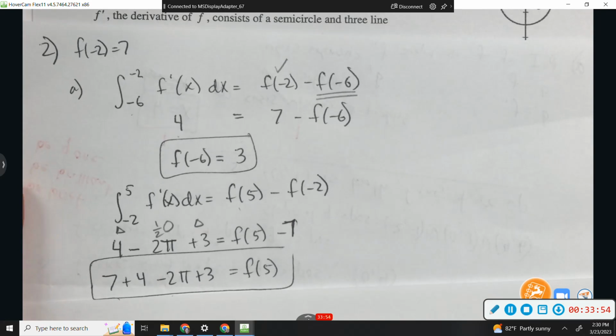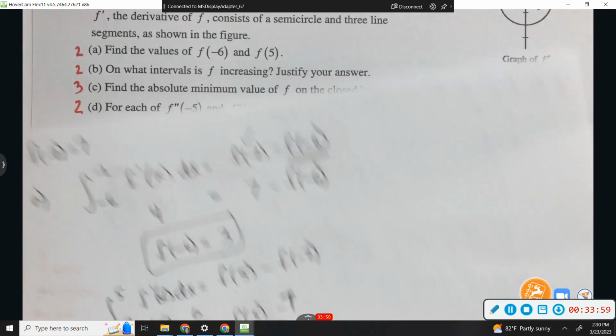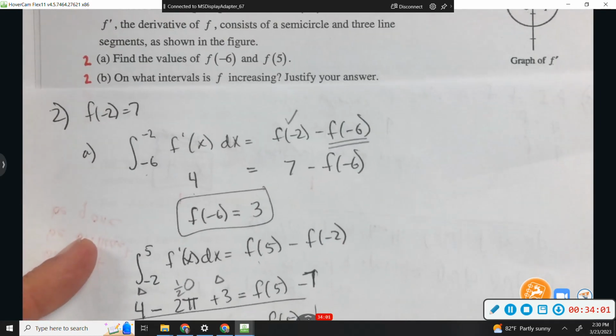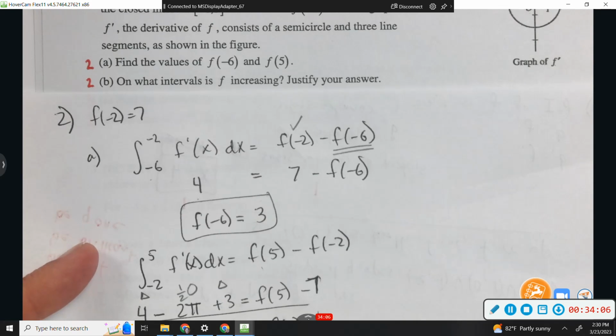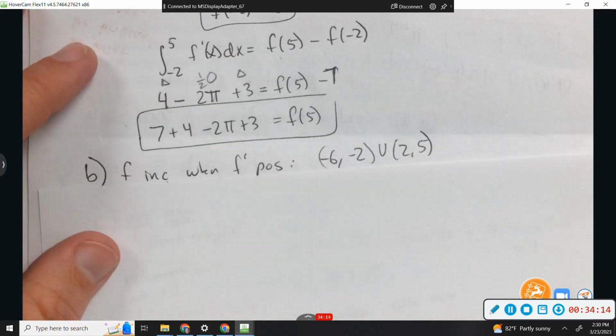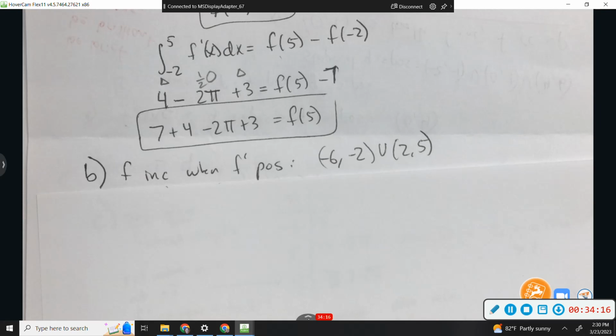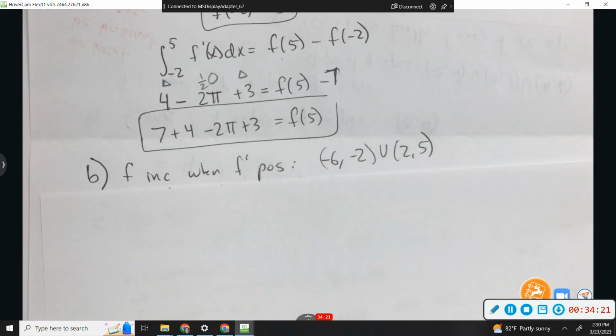I was about to say free points. That's a little bit much. Wouldn't say it's free points. Part B is about as close to free points as you're going to get. F is increasing. What does it mean if F is increasing? F prime is positive. So don't say it's positive, say F prime is positive. So F is increasing when F prime is positive, and then I just look at my graph, and F prime is positive from -6 to -2 and 2 to 5. That should be free points. Like that should be easy peasy.